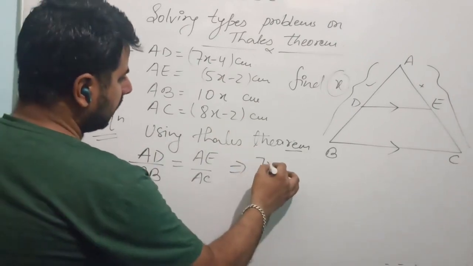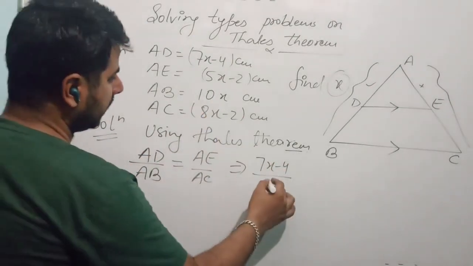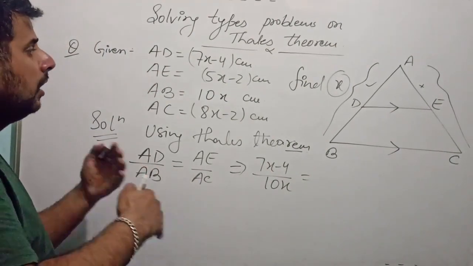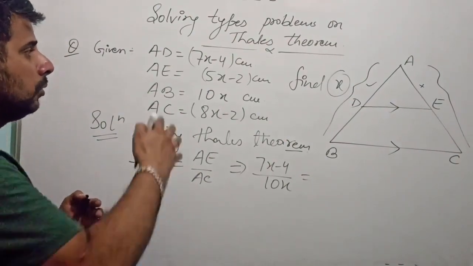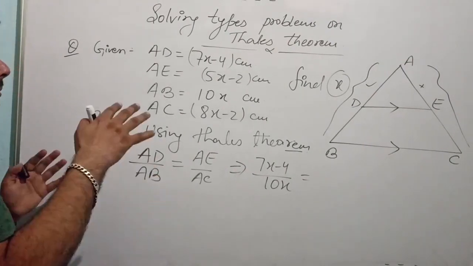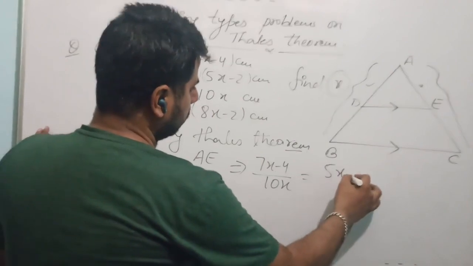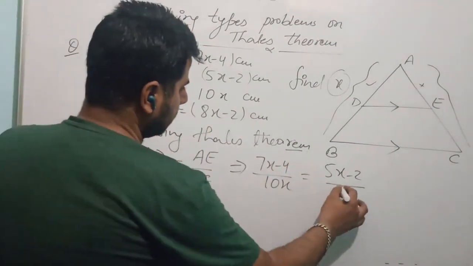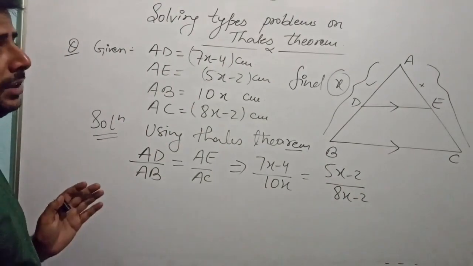So AD is your 7x minus 4 upon AB is your 10x. As I said, try to repeat these words on a regular basis so that it becomes very easy for you to locate all the values and put them correctly into position. So AE, what is your AE? That is 5x minus 2 upon AC, it is 8x minus 2. Right? Now all the values are there at their position.